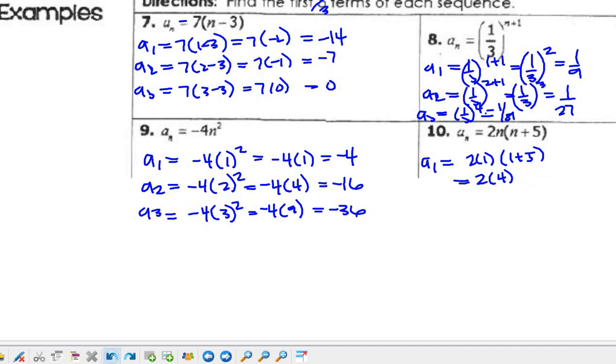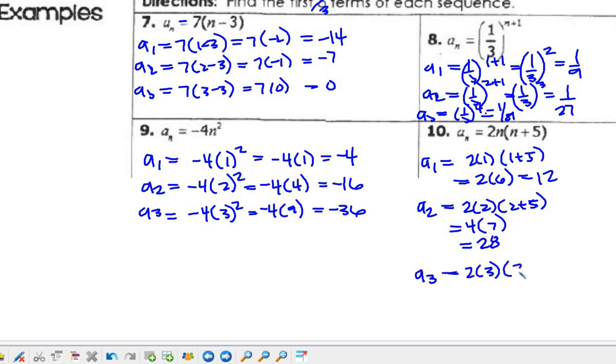I subtracted instead of added. I can hear you through the video telling me I did that wrong. It's 12. So a sub 2 is equal to 2 times 2 times 2 plus 5. So that's 4 times 7, which is 28. And a sub 3, 2 times 3 times 3 plus 5 is 6 times 8, which is 48.